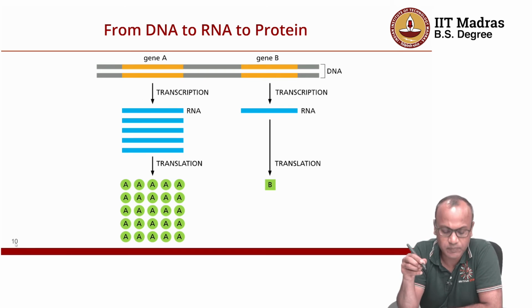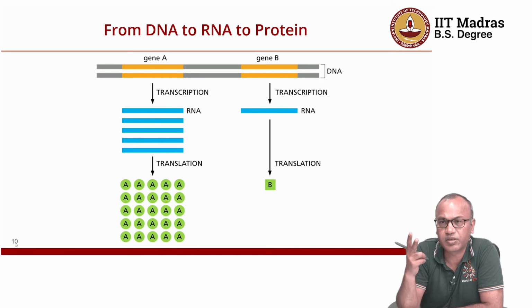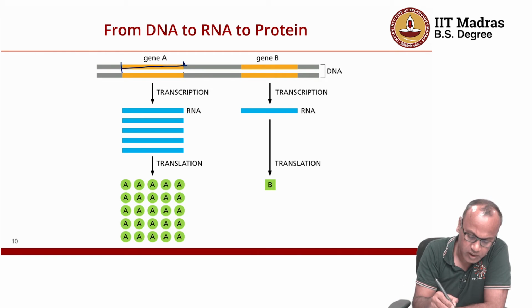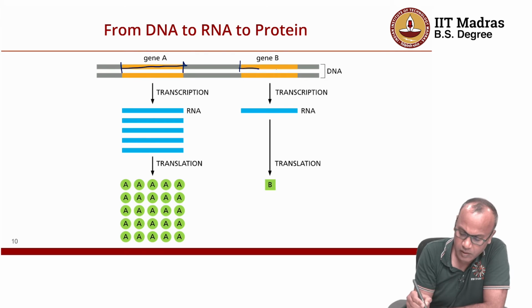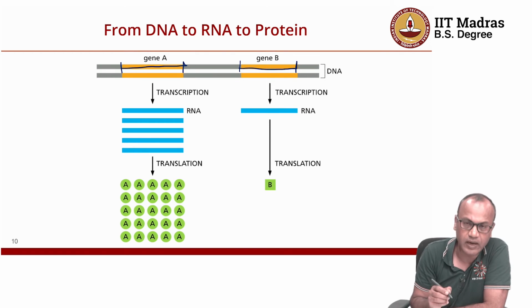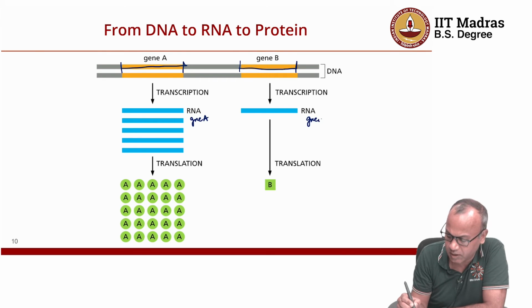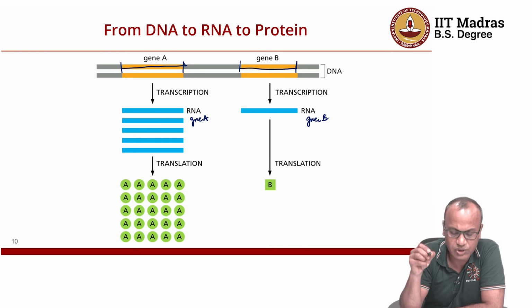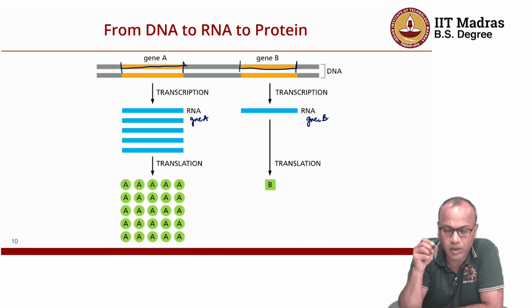So essentially, transcription or production of RNA provides 2 things. First, it makes sure that we do not have to copy the whole DNA. If a functional unit is a particular gene, we can make a copy of that particular gene. So this is RNA of gene A, this is RNA of gene B. So we can actually produce specific molecules of RNA.